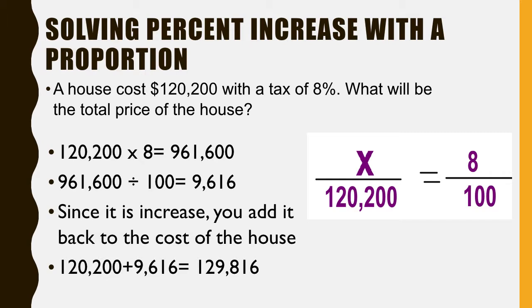Since it's a percent increase, we have to add it back to the cost of the house. So 120,200 was our house, plus $9,616 of tax. Means the total price of the house is $129,816. Any questions?